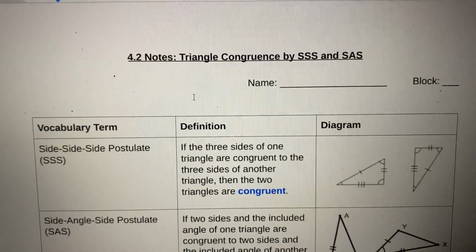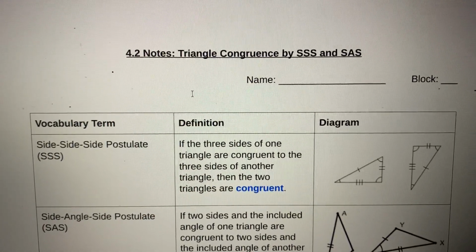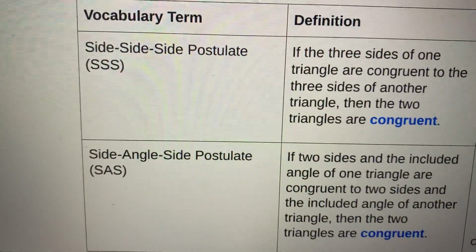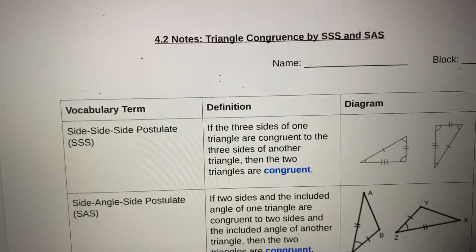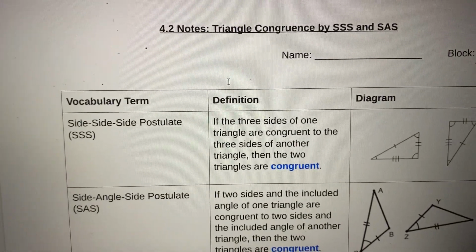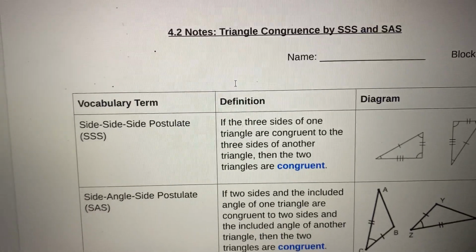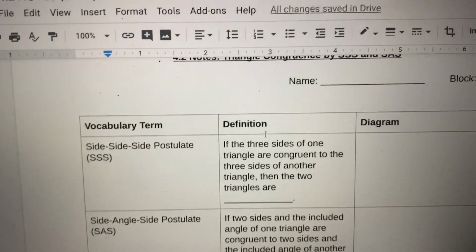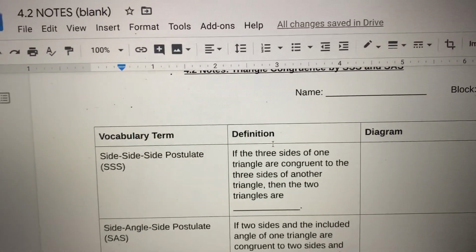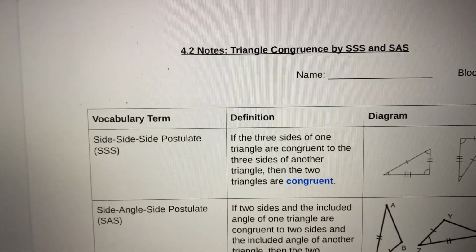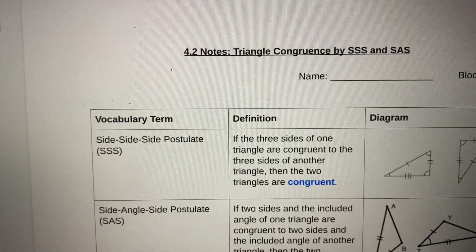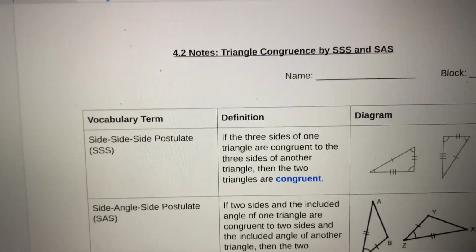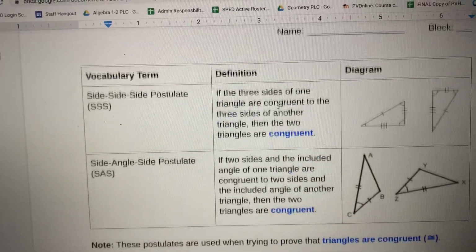So this unit is 4.2. It's over triangles that are congruent by side, side, side, and side, angle, side. Okay? So what I would recommend doing is taking the notes from the video on PV Online. On Google Classroom, I do have a blank version of the notes. So you'll see right here, I have a blank version that I posted that you can either rewrite by hand when you watch the video, or you're welcome to print it out if you have access to a printer. However, if you also just want to watch the video and use my copy of the notes, that's fine, okay?